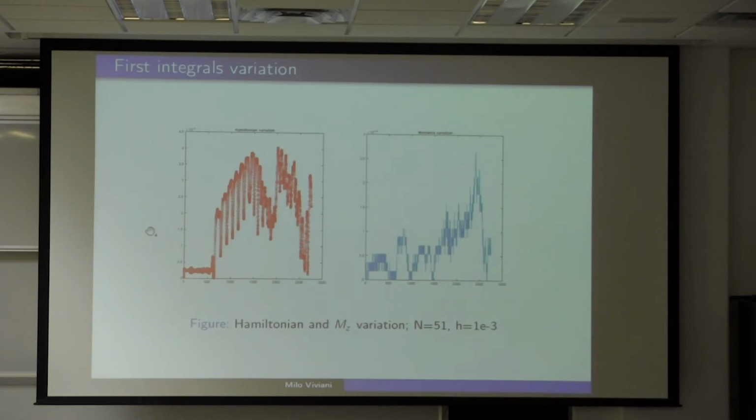So here is just to see the Hamiltonian variation. It's very small. So this is minus 14, so it's round-off precision. This is the Hamiltonian, considered to minus 3.